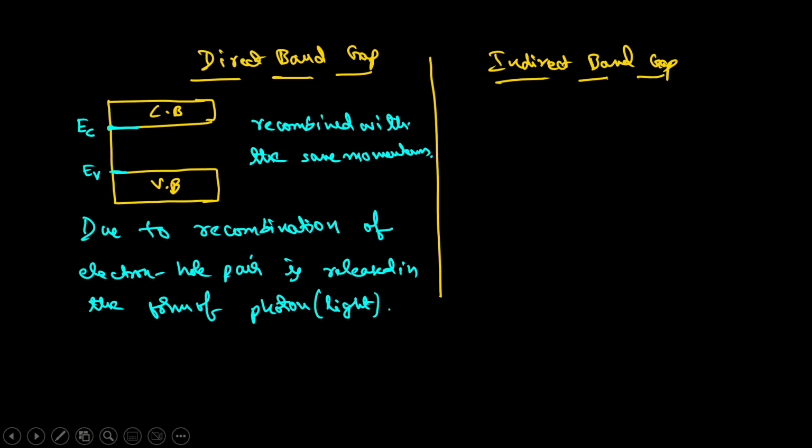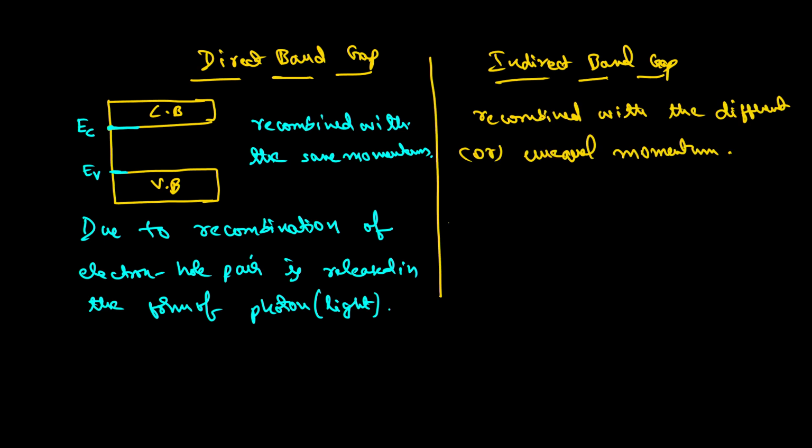Similarly, now I will write the indirect band gap. Here we can write the same definition, but due to different momentum. In direct band gap, the momentum will be the same. Now here, different momentum. That is the band gap in which the electrons from the lower surface energy of the conduction band and the holes at the upper surface energy of the valency band are recombined with different or unequal momentum. And similarly here it releases the energy in the form of phonon.